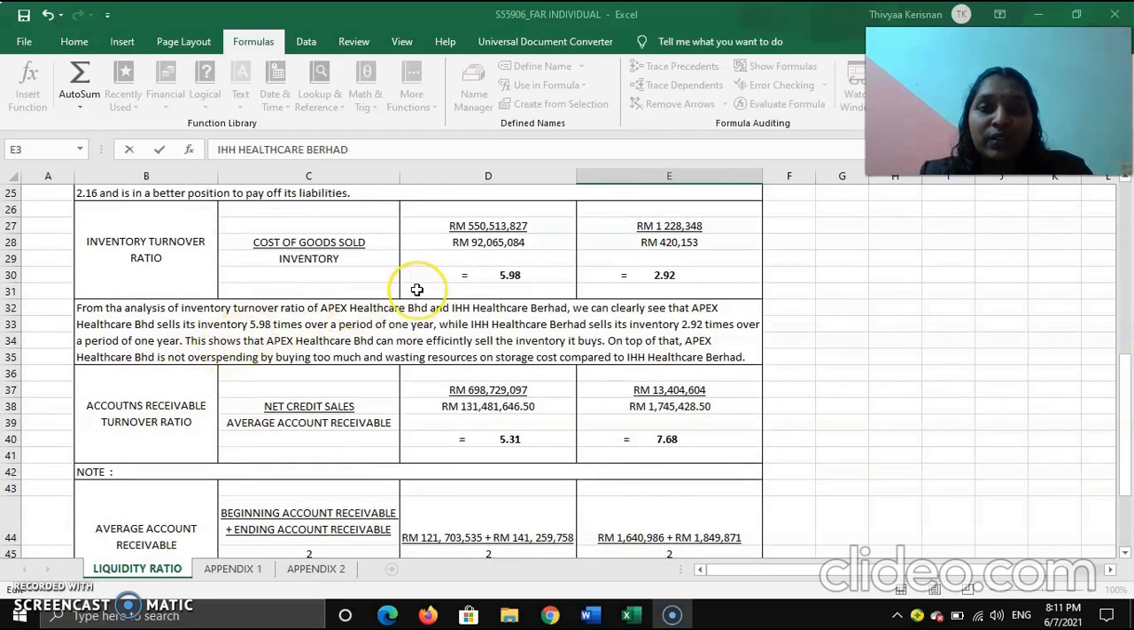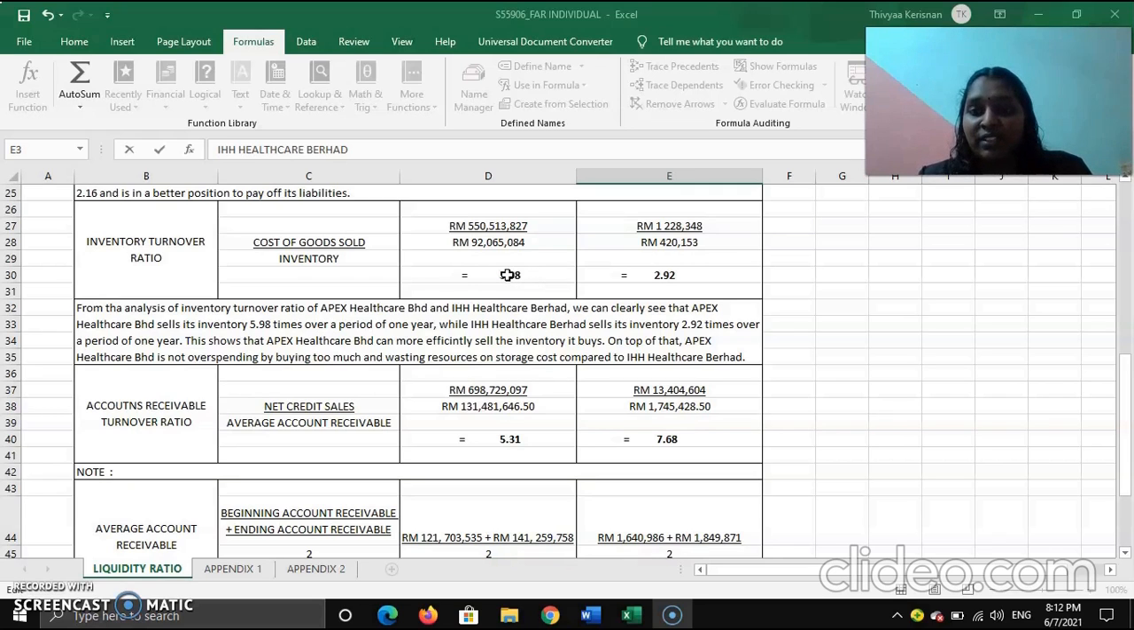So the cost of goods sold for APEX Healthcare Berhad is 550,513,827 ringgit divided by inventory 92,065,084 ringgit equals to 5.98. For IHH Healthcare Berhad, cost of goods sold of 1,228,348 ringgit divided by inventory 420,153 ringgit equals to 2.92.